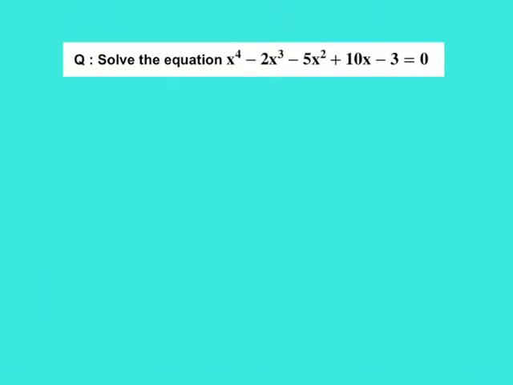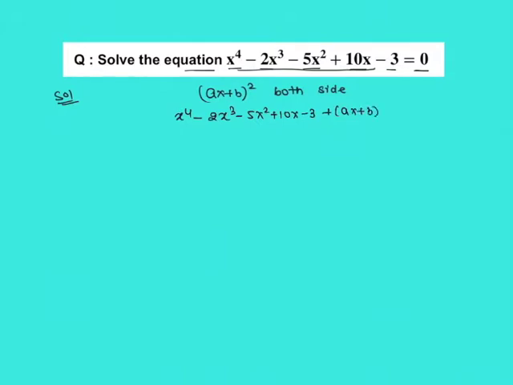Next problem is solve the equation x power 4 minus 2x cube minus 5x square plus 10x minus 3 equal to 0. Solution. So for solving this equation, we will add (ax plus b) whole square both sides. We will get x power 4 minus 2x cube minus 5x square plus 10x minus 3 plus (ax plus b) whole square equal to (ax plus b) whole square.